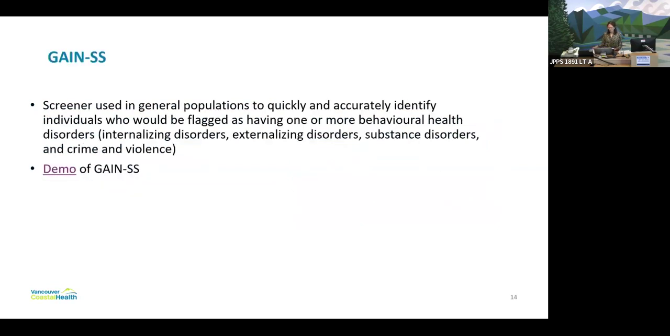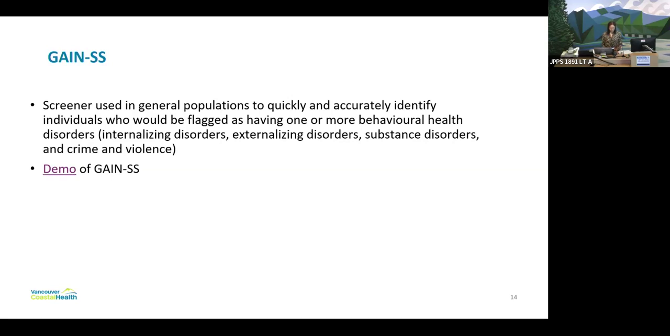So I just want to lightly touch on the GAINS SS, which is what the VCH MHSU screener is adapted from. The GAINS SS itself is a validated tool. It's a screener used in general populations to quickly and accurately identify individuals who would be flagged as having one or more behavioral disorders: internalizing disorders such as mood, anxiety, suicide, and hallucinations; externalizing disorders such as ADHD, aggression, conduct disorder, or gambling; substance disorders; and crime and violence.